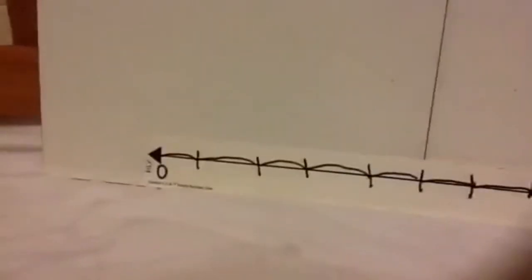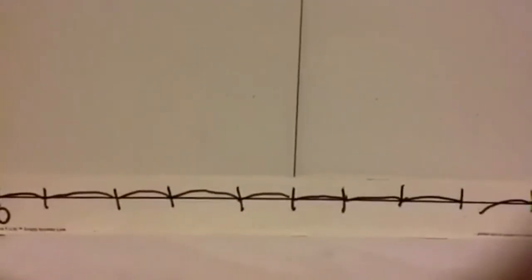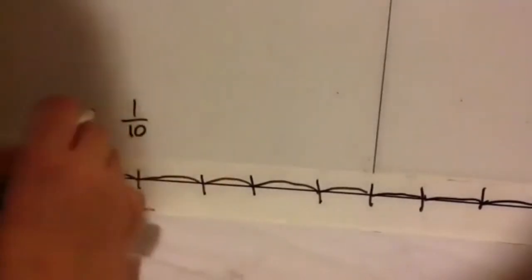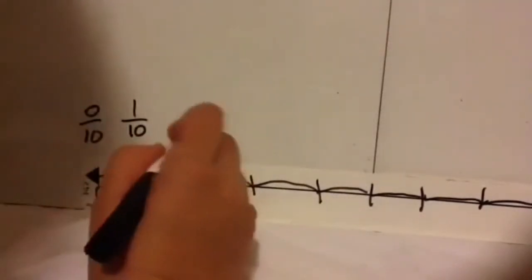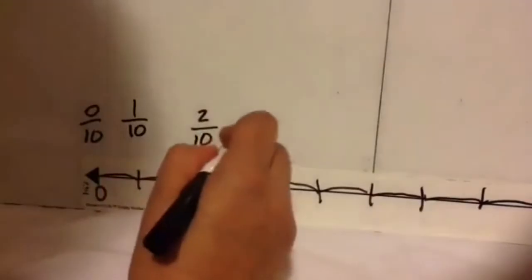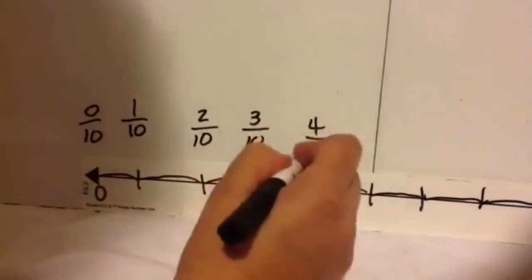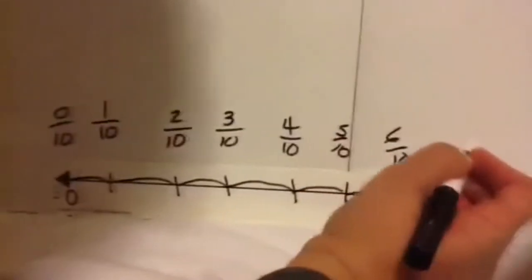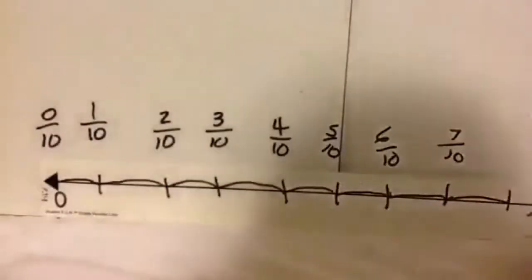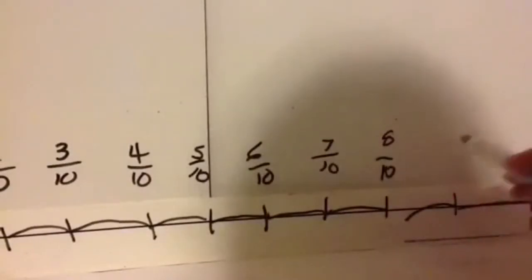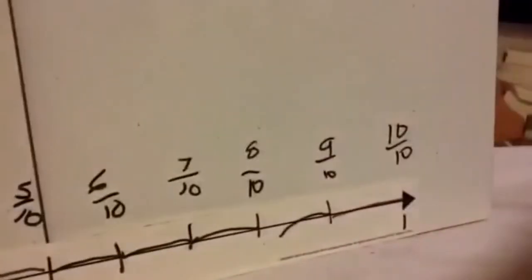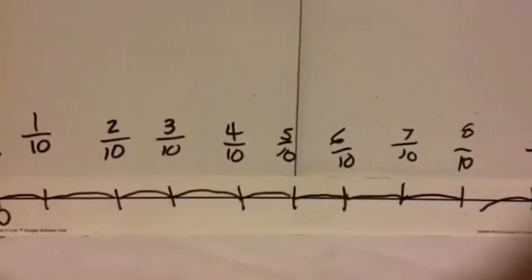So if I have 0 to 1, and that's in 10 pieces, then let's talk about fractions first. This would be 0/10. That's 1/10, 2/10, 3/10, 4/10, 5/10, 6/10, 7/10, 8/10, 9/10, 10/10. It's really easy with fractions because you're just thinking pieces and parts.